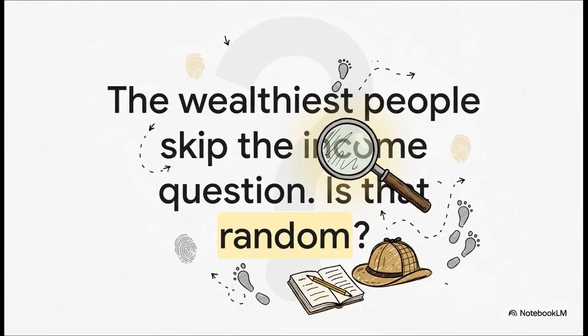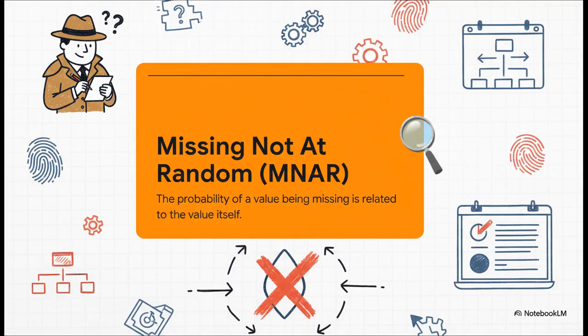Here's a classic example. I bet you already know the answer. Let's say you send out a survey, and one of the questions is about income. You start getting the results back, and you notice that the people with really high incomes are the ones most likely to leave that field blank. Is that random? No way. The chance of that data being missing is directly tied to the value of the income itself. And this leads us to our third and by far most challenging clue, missing not at random, or MNAR.